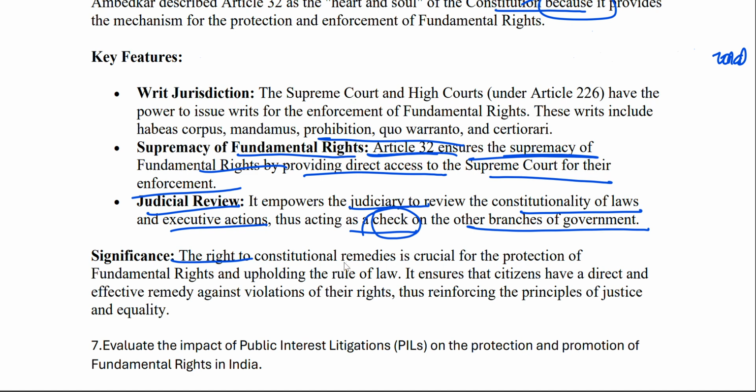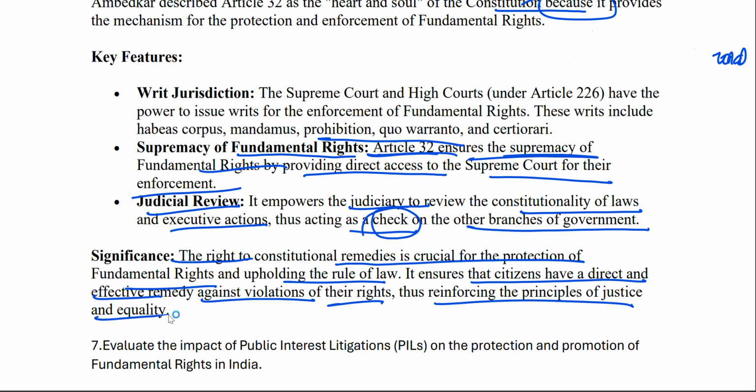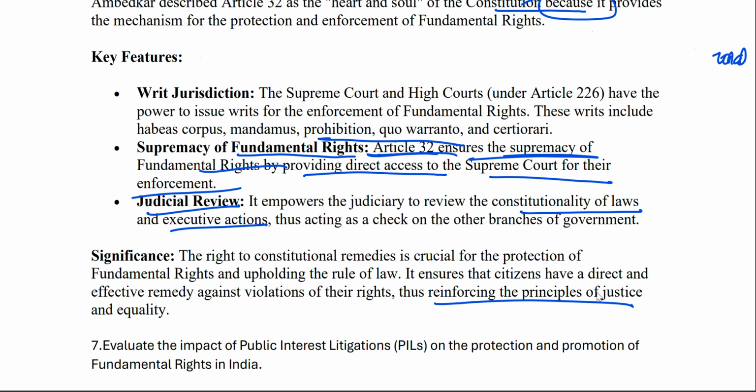The right to constitutional remedies is significant for the protection of fundamental rights and upholding the rule of law. It ensures that citizens have a direct and effective remedy against violations of fundamental rights, thus reinforcing the principles of justice. So the courts are for the principle of justice and for equality.